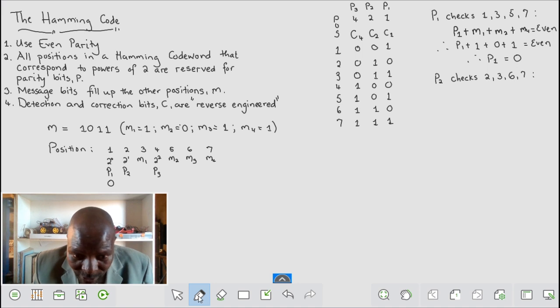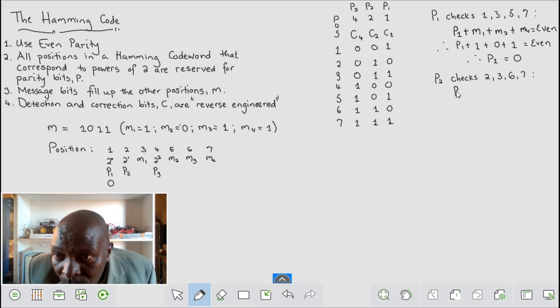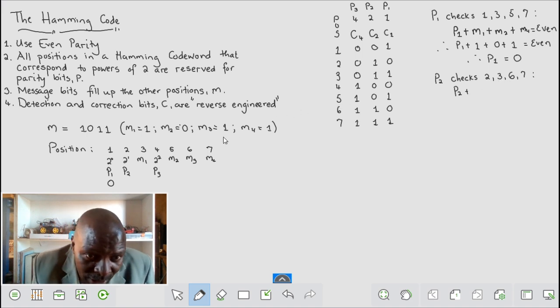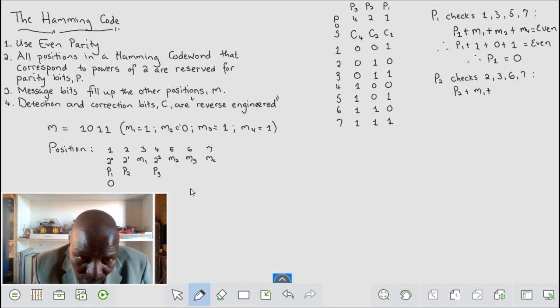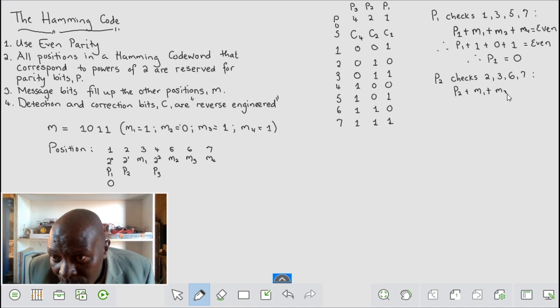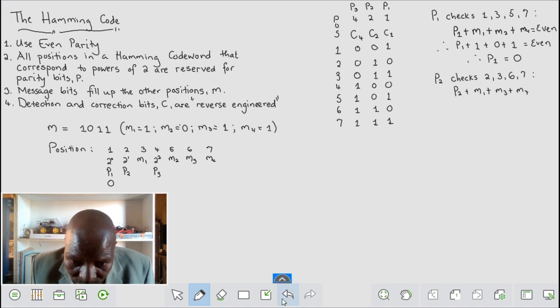P2 is 2, which is obviously therefore our first what? Our first... P2 is 2 itself, so it's our first one. Then if we add that to 3, but 3 here is what? Is the first bit of the message, M1, plus. If we now look at the next one, there is 6. 6 is what? The third bit of the message, M3, plus. 7, you already know 7, we've done it in the previous one, is what? M4.